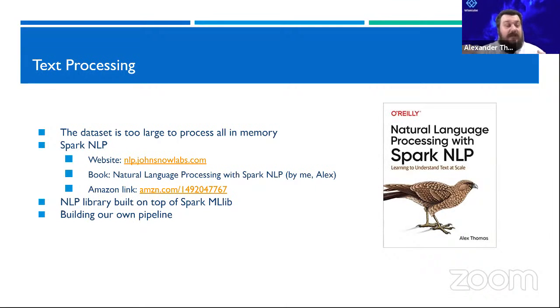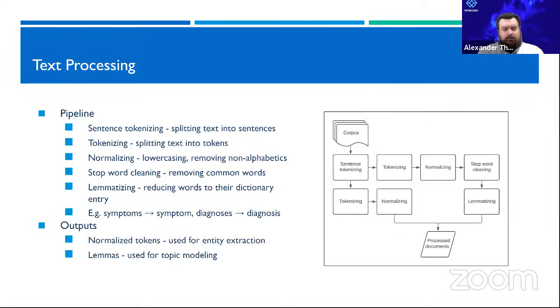This library comes with many pre-built pipelines and pre-built models. I ended up constructing my own pipeline, and I'll go into a little bit about why, because I had some very specific needs for this. So our pipeline starts with sentence tokenization, because you need to do that, especially if you're doing any sort of phrase matching, which we'll be getting into.